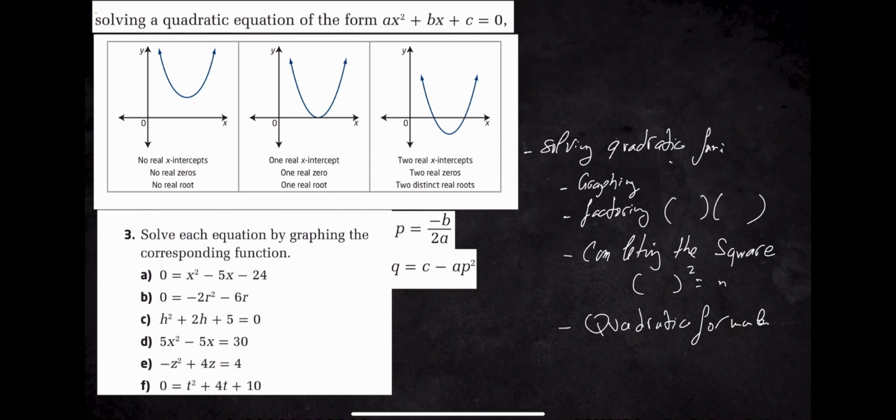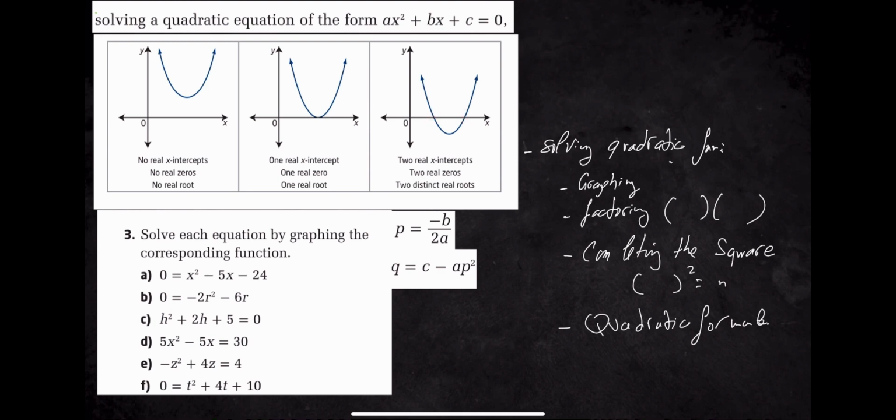First, we need to understand that if our quadratic function is not touching the x-axis, there is no solution. If the graph is touching the x-axis in just one point, there is only one solution. If the graph is touching the x-axis in two points, there are two solutions.